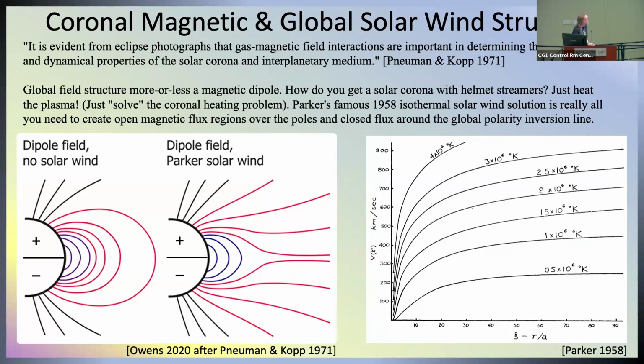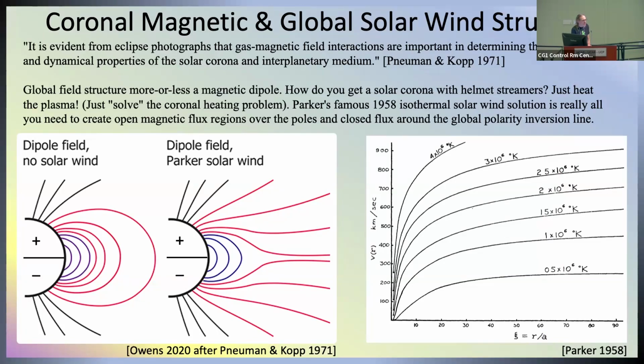Now Parker worked all this out, and in fact, here's a set of hand-drawn curves from the 1950s. All you need to do is assume the plasma is isothermal, and as long as you've got basically no density or no pressure at infinity over here, and you've got a big solar mass here, you heat the corona to a million Kelvin, and you get the supersonic outflow. Depending on the temperature in this very simple isothermal model, you can dictate the solar wind speed. And this works surprisingly well.